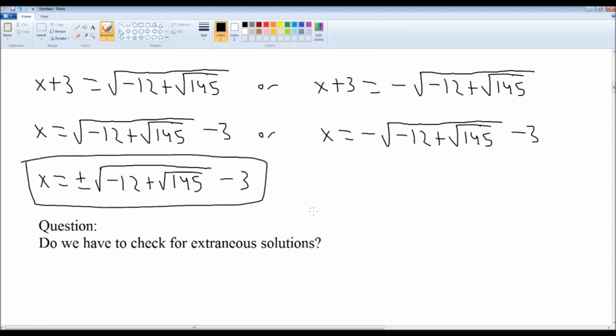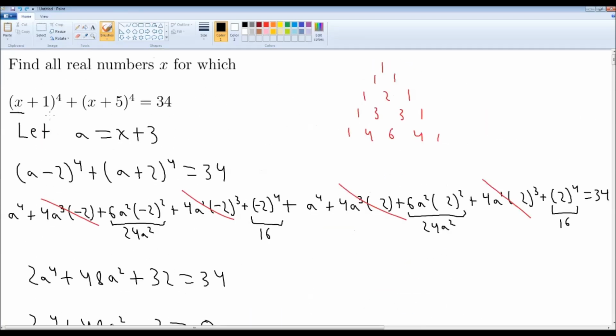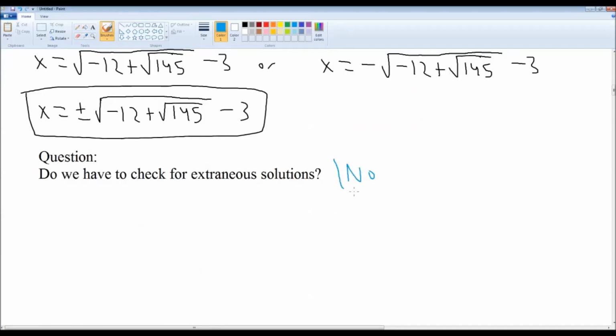Now, here's a question you may be wondering. Do we have to check for extraneous solutions? Do we have to plug both of these guys into the original equation to make sure they actually work? And the answer to that question is no.